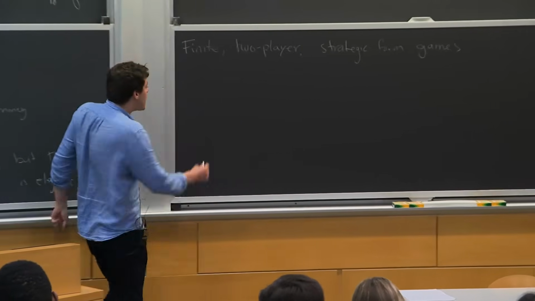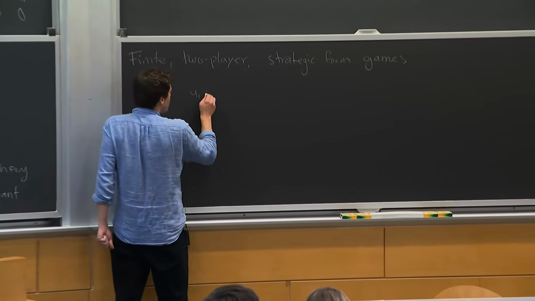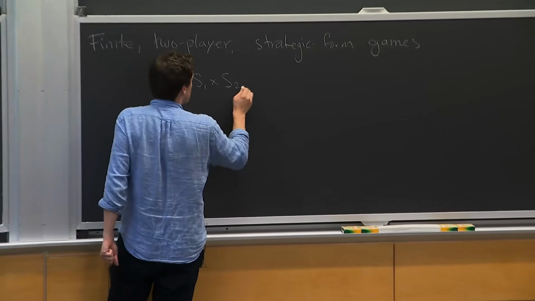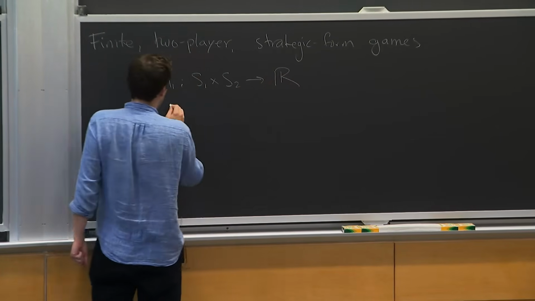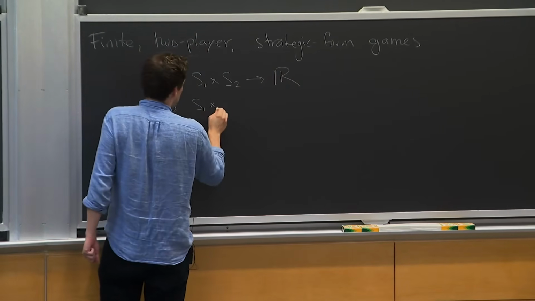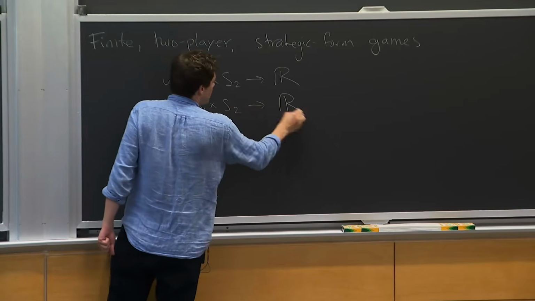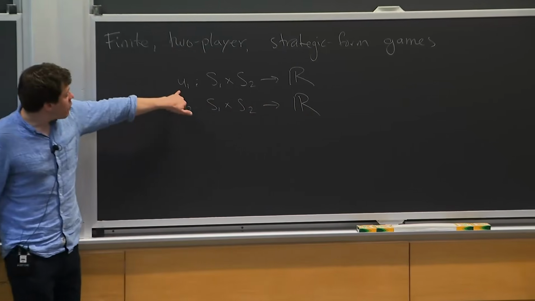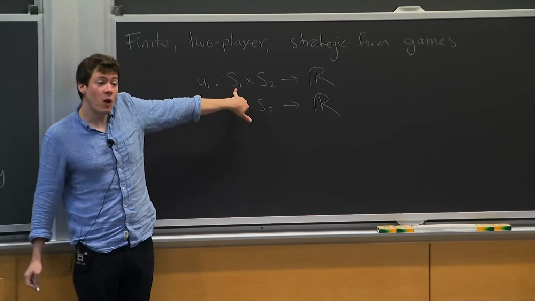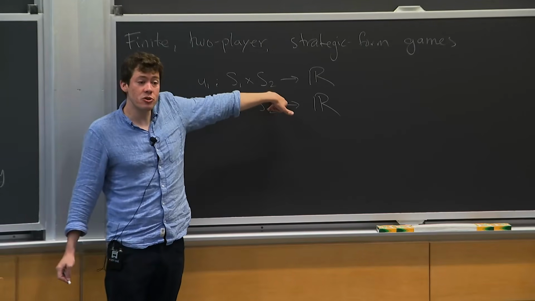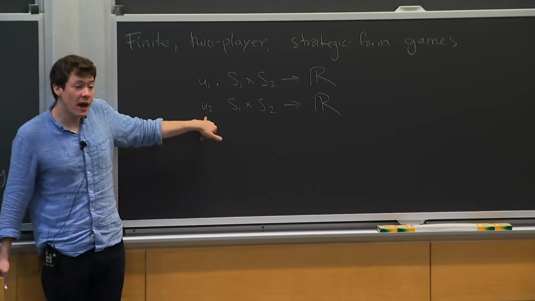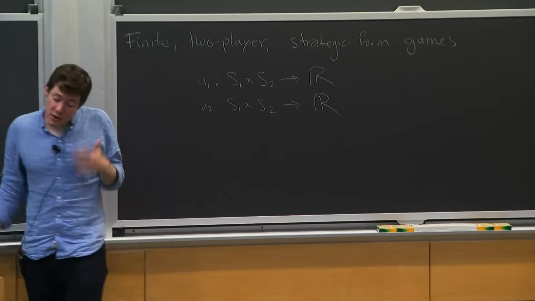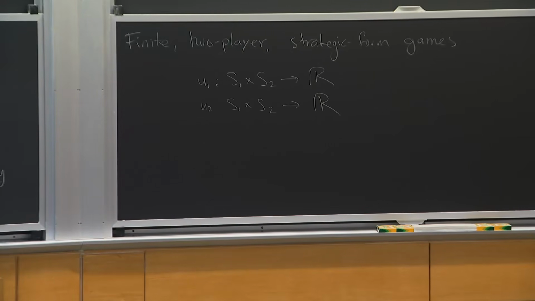So how do we represent these games? Well, we have two payoff functions. Player 1's payoff and player 2's payoff. So let's just remember, player 1's payoff depends on the strategy that player 1 chooses and the strategy that player 2 chooses. And similarly, player 2's payoff depends on both players' strategies. So this is just a two-player game.